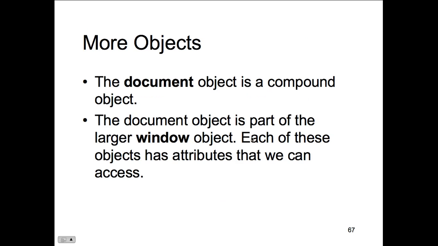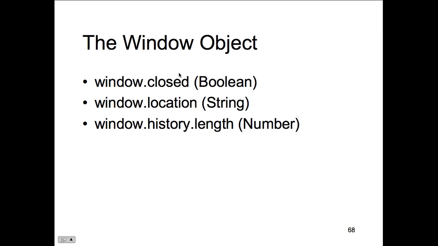So let's see, more on objects. We're going back to the document object model. The document object is a compound object. The document object is part of a larger window object. Each of these objects has attributes that we can access. Here's a couple of them I mentioned before, because I sort of talked ahead on this. Window.close, Boolean, true or false. We close the window.